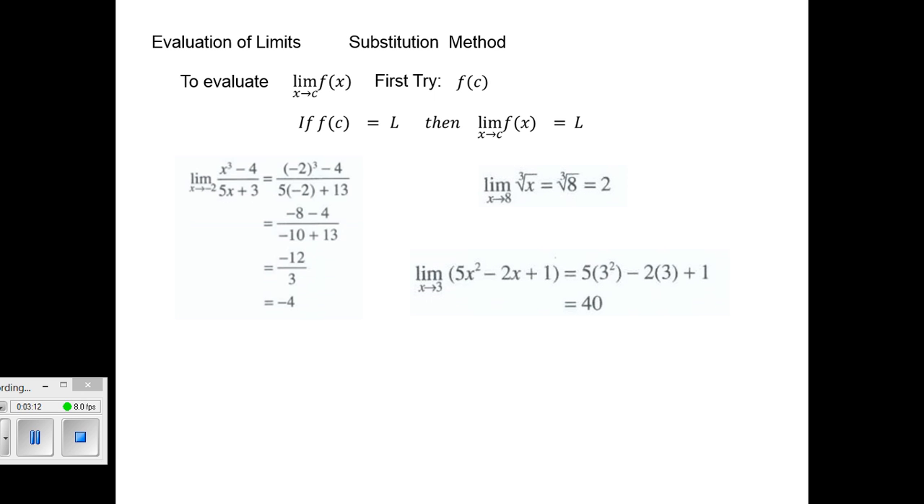If it gives you a number, bingo, that's the limit. Nothing further to do. It just says plug it in, evaluate it at this value. If you get a number, that's your limit. So that's the first order of business, as you can see here.